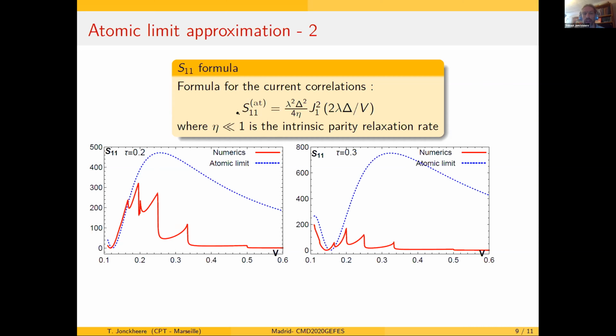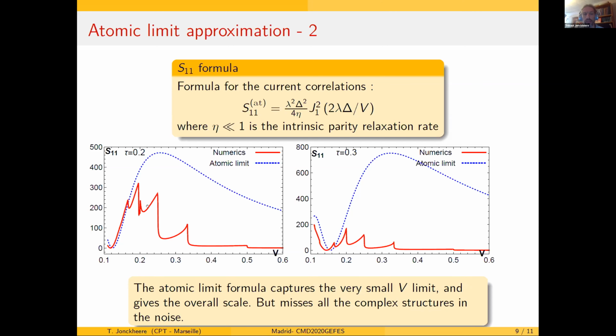It's due to the fact that this noise is proportional to the inverse of the intrinsic parity relaxation rate, which is really small. And so this gives a correct envelope for the noise. Also, the atomic limit seems to reproduce nearly quantitatively what happens for very small voltage. But on the other hand, of course, the full numerics has peaks which happen at Mach onset.